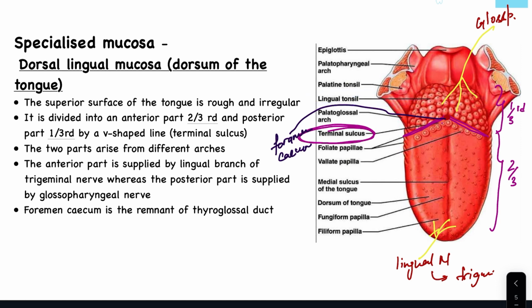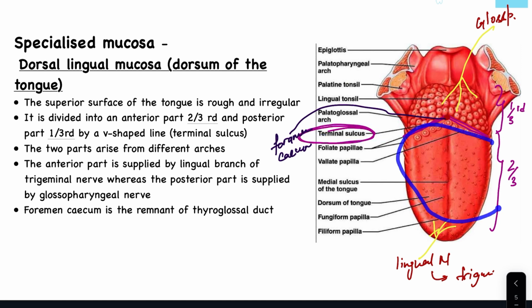So the posterior part, behind the terminal sulcus, first has lingual tonsils, then this arch. Then we have the palatine tonsil, and it ends with the epiglottis. Right, this is the structure of the posterior part. Now coming to the anterior part, we have this terminal sulcus, and we saw the foramen cecum.